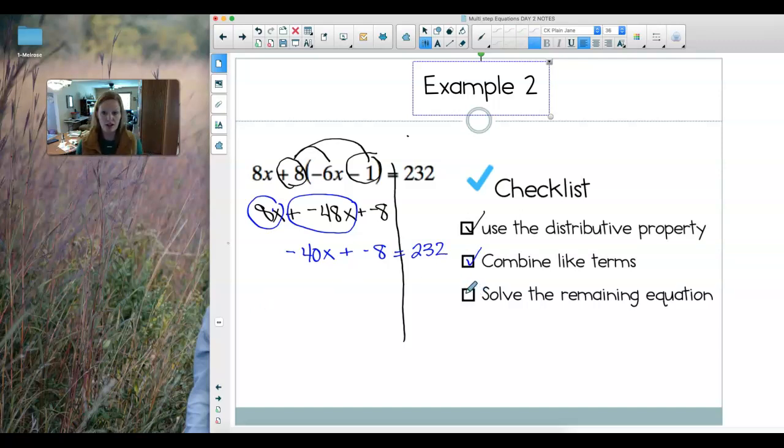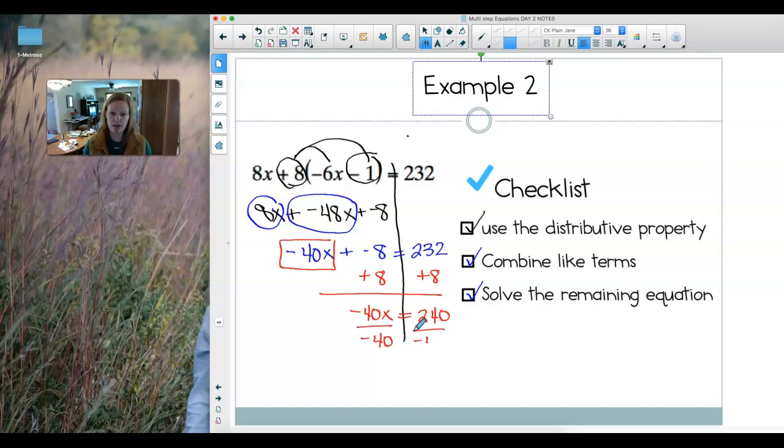And then finally, we're going to solve the remaining equation. I have to keep the variable and its best friend together, right? We want to keep those two things together as long as possible. Get rid of the negative 8, so we put a plus 8 on each side. And so we have negative 40x equals 240. Now get the variable by itself by dividing by negative 40. And we have x equals negative 6.